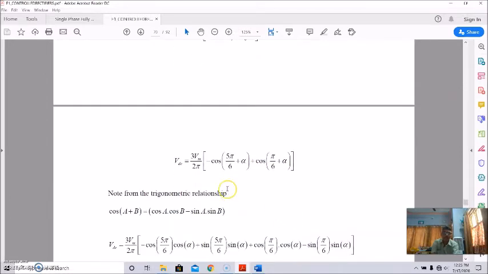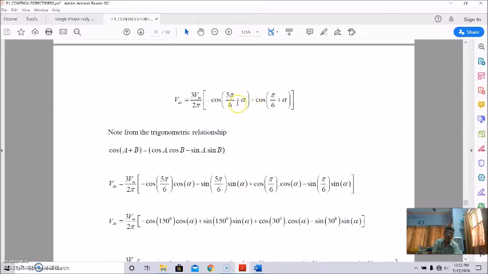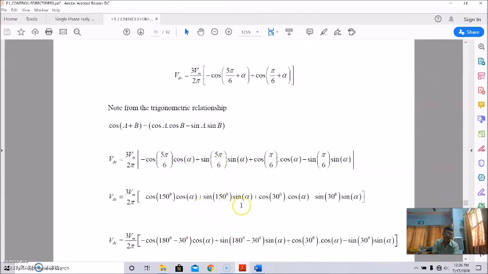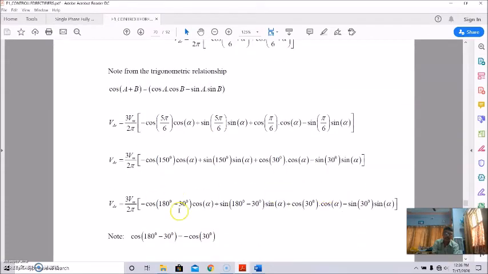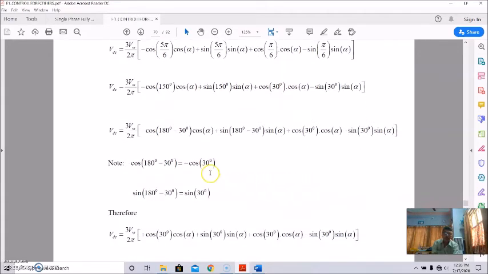So if we apply the trigonometric relationships, cos of A plus B equals cos A cos B minus sin A sin B. So put this value here, for this and for this, so it will be like this. And then simplify this. 5 by 6 pi means 150 degree, so 150 means 180 degree minus 30 degree, so it is basically minus cos 30, and sine of 180 degree minus 30 means sine 30 degree. So this is in the second quadrant.